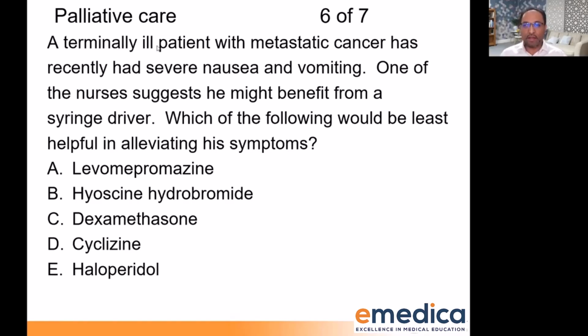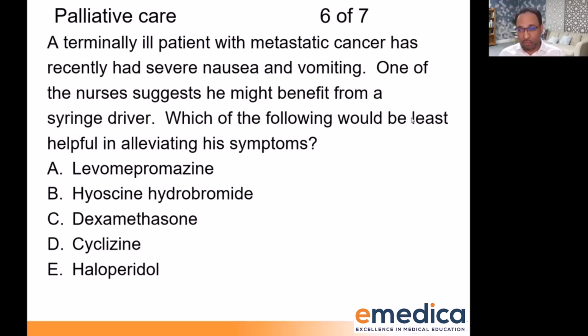So you've got this patient terminally ill, metastatic cancer. The symptom they've got is severe nausea and vomiting. And the nurse suggests, maybe a syringe driver might help because you can put different things in there, including things to help with the nausea and vomiting. But look what the question's asking. It's not asking what would help. It's asking which of the following would be least helpful in alleviating the symptoms of severe nausea and vomiting. I.e., what would you not give this patient for this particular indication, rather than what would you give?